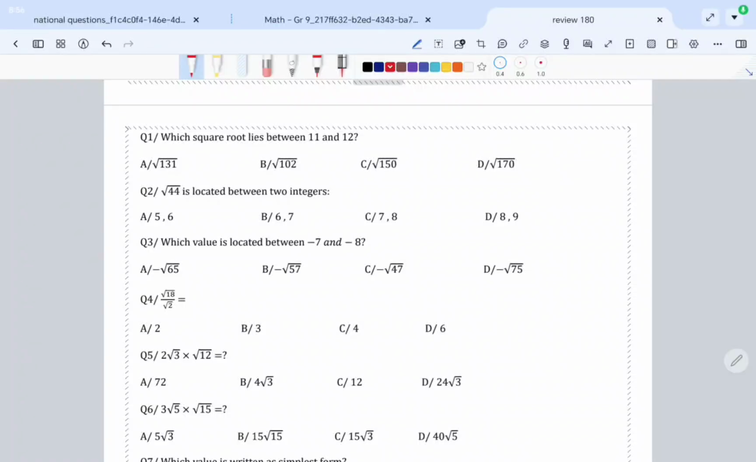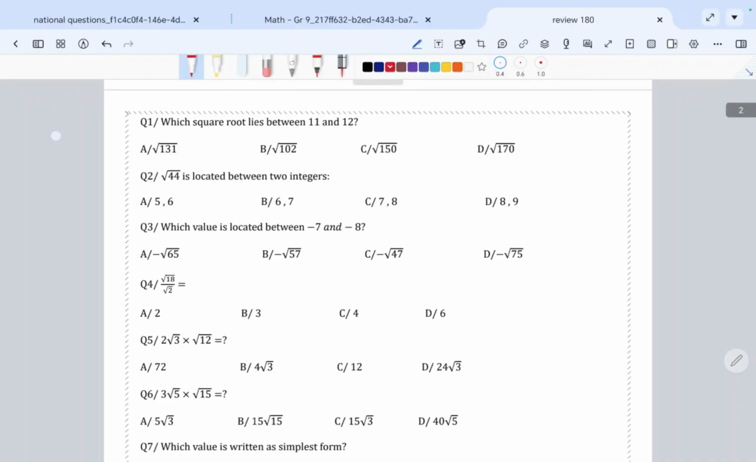Hello dear students, here are some important questions. Let's see which one is the correct answer. We will start with the square root.